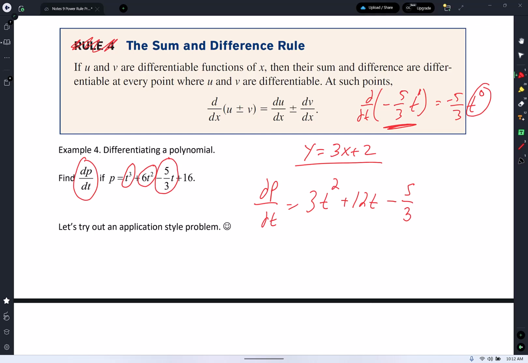Since my slope is always 3, if I tell you that y equals 3x plus 2, you're going to tell me that y prime is equal to, say it out loud, 3. You're going to tell me that y prime is equal to 3. Does that make sense, guys? Yeah.